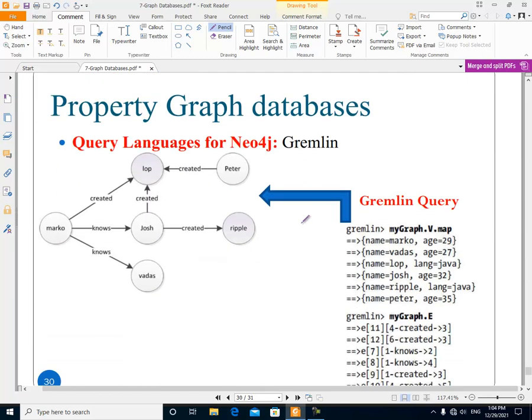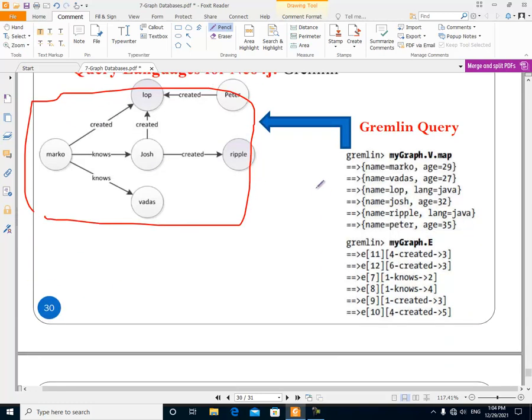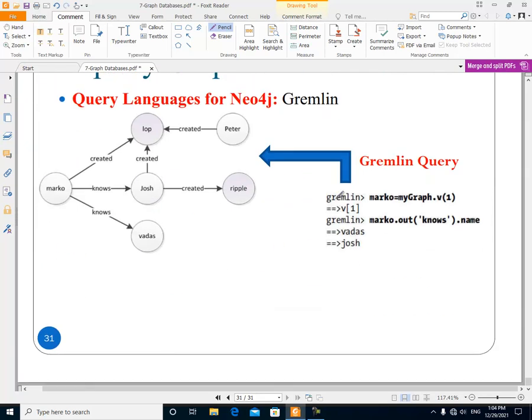The next language I mentioned is the Gremlin language. Gremlin is more procedural. It is like a programming language. If we want to create this property graph using Gremlin, we have to write these commands. And then if we want to do an operation in this graph database, this is an example.